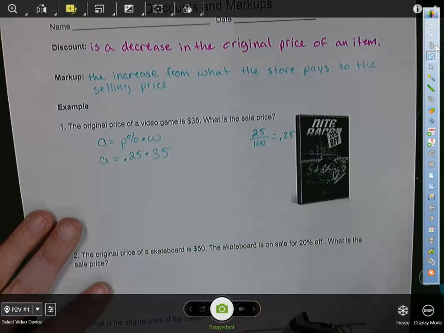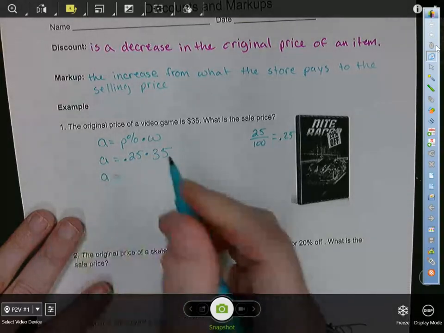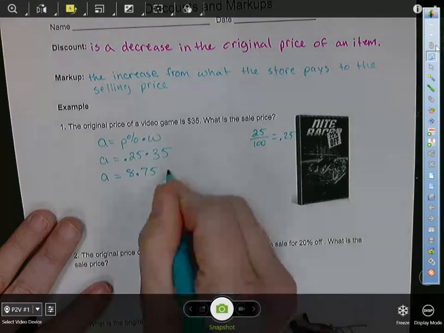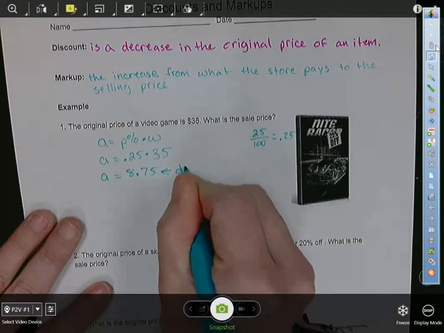Okay, and type in your calculator 0.25 times 35 and tell me what you get. All right, so hopefully you got 8.75, $8.75. This is the amount of the discount.